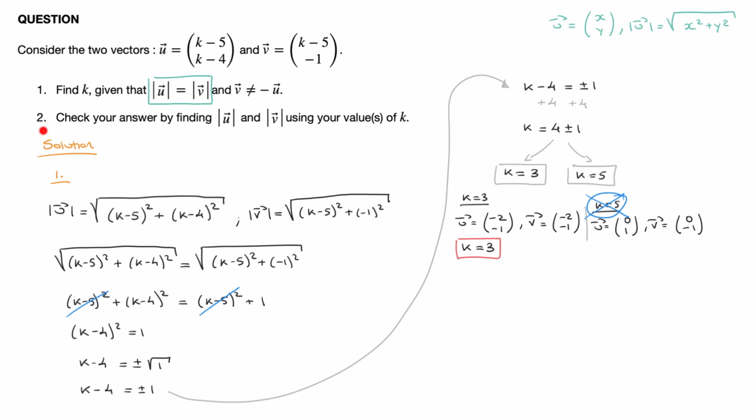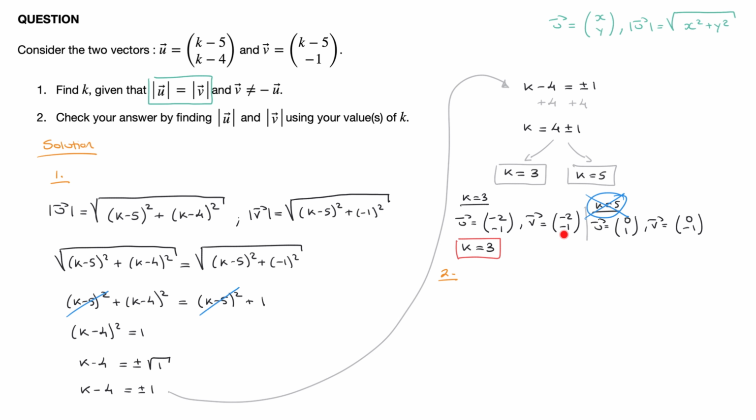And so we move on to question 2. And let me quickly write that. We're moving on to question 2 here. There we go. And in question 2, remember, we were told to check our answers by finding the magnitudes of vectors u and v. Okay, well, following question 1, we know that the vectors u and v are the ones that I'm hovering over right now.